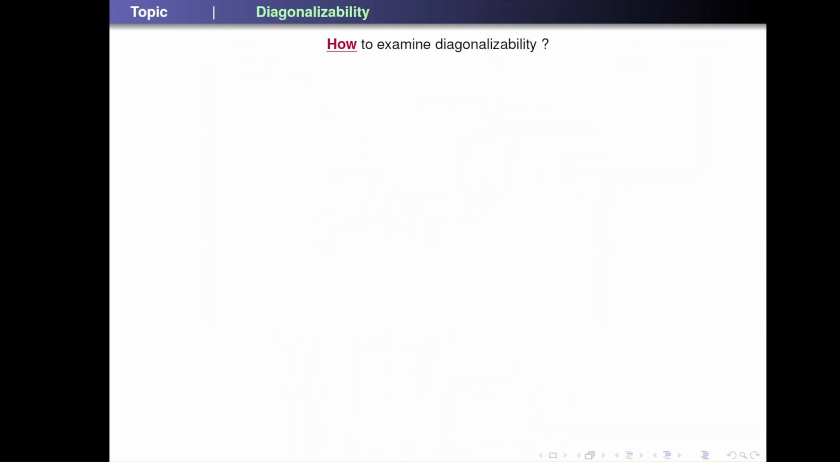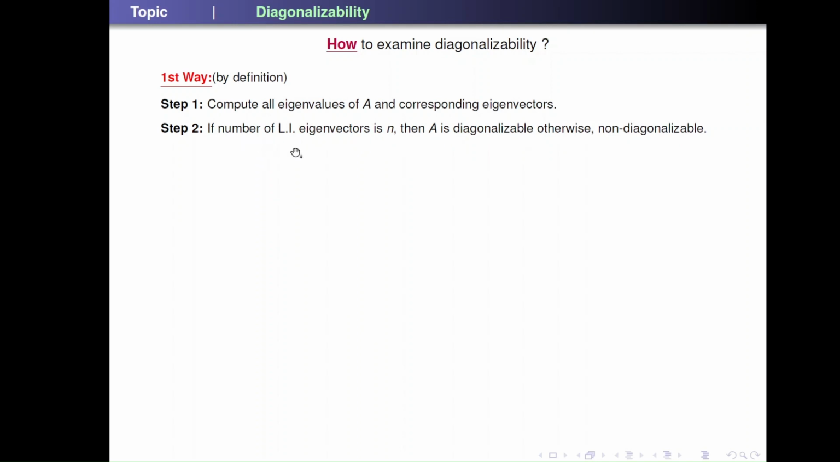Okay. Now we come to the next question: how to examine diagonalizability. Here the first computational way is by definition, of course. First we compute all eigenvalues of A and their corresponding eigenvectors. If the number of linearly independent eigenvectors is n, then by definition we can say A is diagonalizable, otherwise it is not diagonalizable. So this is by definition.